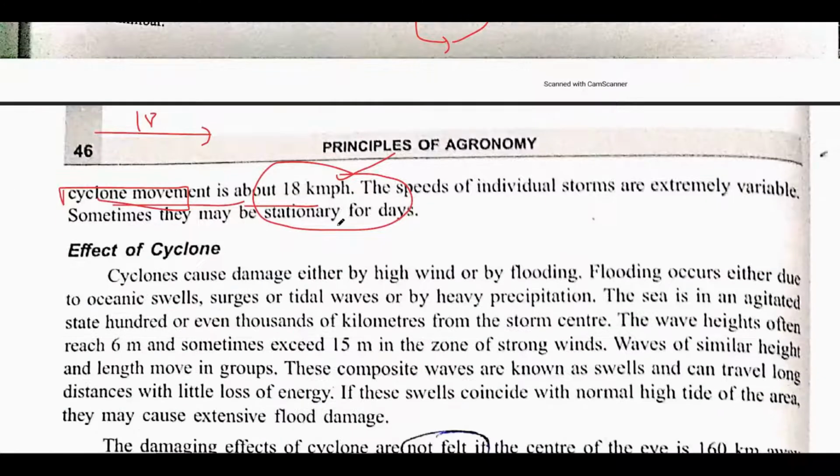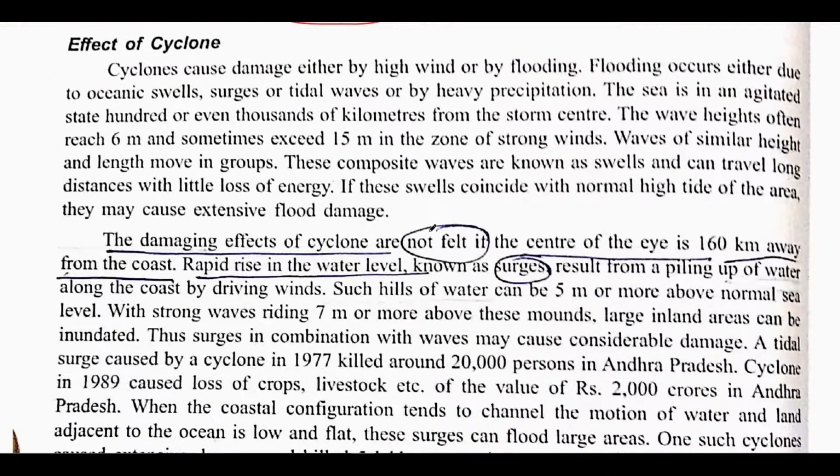All right, see, this is a cyclone. The wind of the cyclone would be 120 kilometers per hour, but when the cyclone moves, it will move at the speed of 18 kilometers per hour. So remember this. After that, effect of cyclone. See, the effect of a cyclone is always damaging. This is not important, you can skip this.